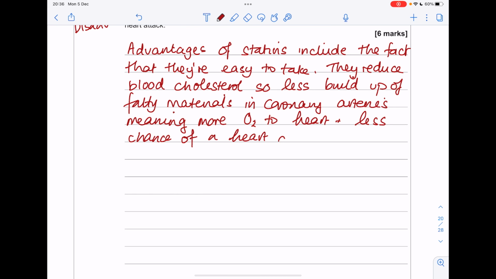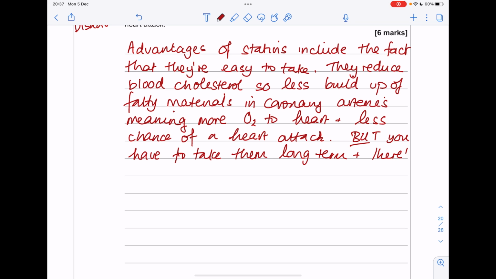But we need to give disadvantages, but they must be taken long term. And the fact that they're a tablet means there's a chance of forgetting to take them. And obviously, if you don't take them, then you won't have any treatment.